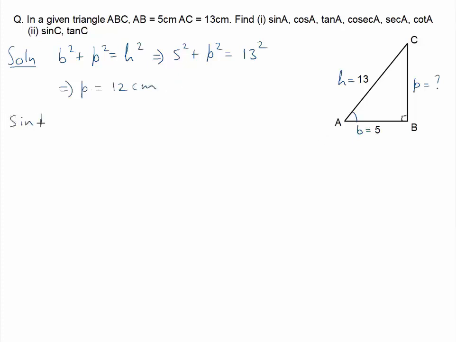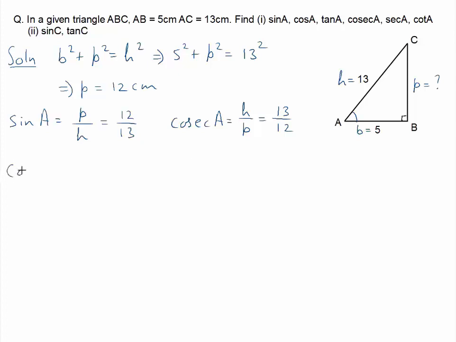Now sine of angle A would be equal to perpendicular upon hypotenuse. That's 12 by 13. Similarly, cosec A equals h upon p, which equals 13 by 12. We could have also found out cosec A by taking reciprocal of sine of A, because sine A and cosec A are reciprocals of each other.